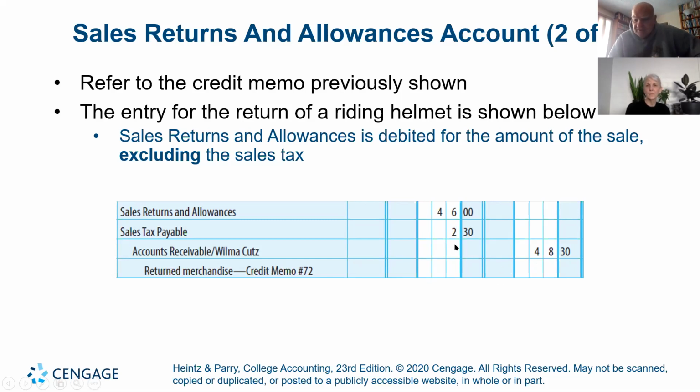So how do we eliminate the sales tax payable? With a debit. And how do we reduce sales? Not with a debit to sales, but a debit to sales returns and allowances. Making some sense, Lori, as we go along here? Yeah, it does.